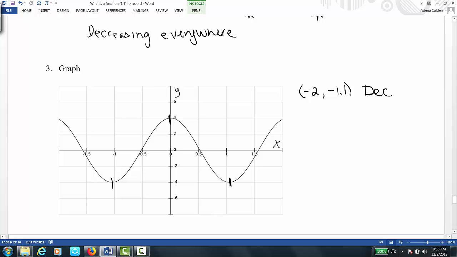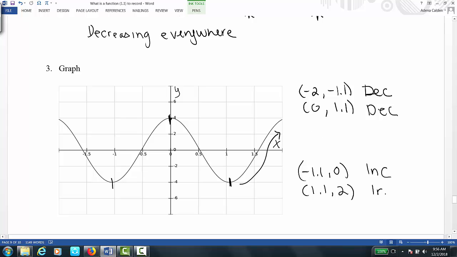Okay. My next interval, which is going to be negative 1.1 up to 0, is increasing because it's going in the upward direction as I move from left to right. My next interval, 0 to 1.1, is again decreasing because I'm moving downward from left to right. And then 1.1 to 2, I'm again increasing because I'm moving upward from left to right.